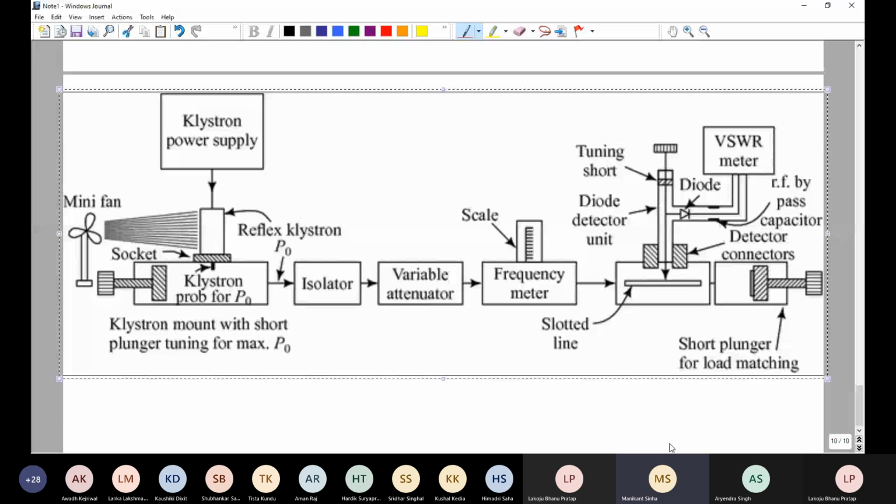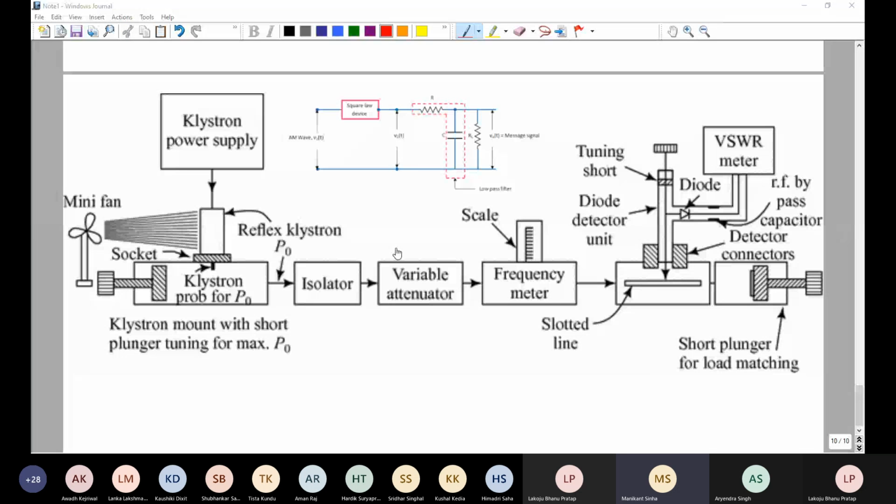And then next to this slotted line section, you can connect different loads or different kinds of waveguide arrangements basically. You can actually keep it open, or you can connect a matched load, or you can connect different types of irises or other microwave components, based on which experiment you are doing.